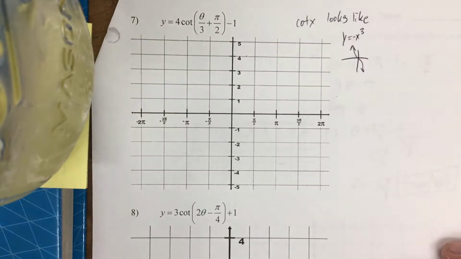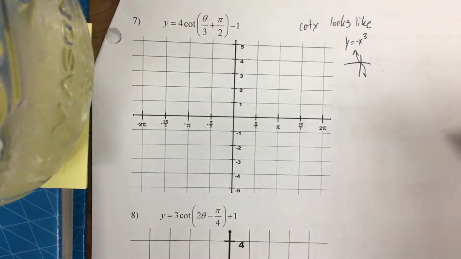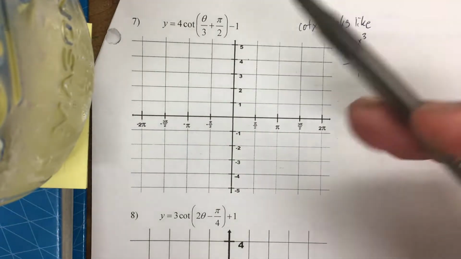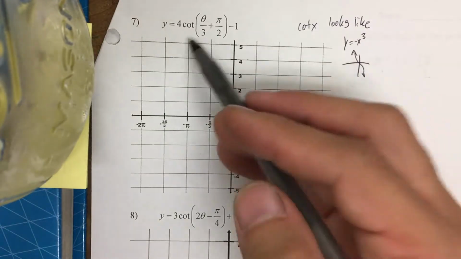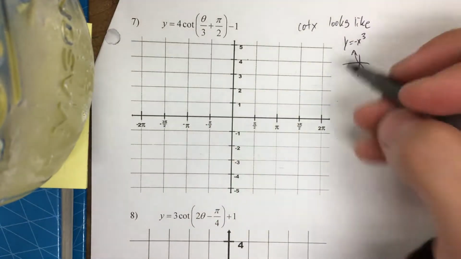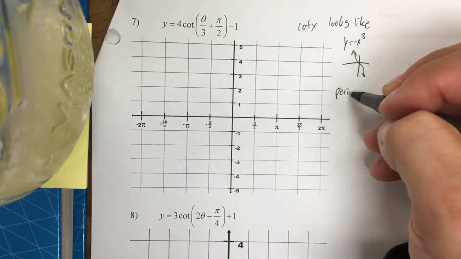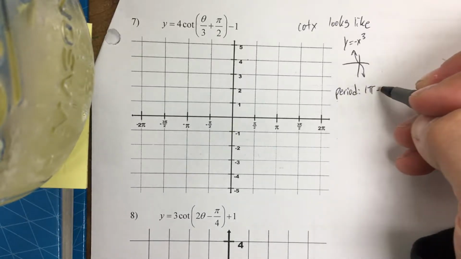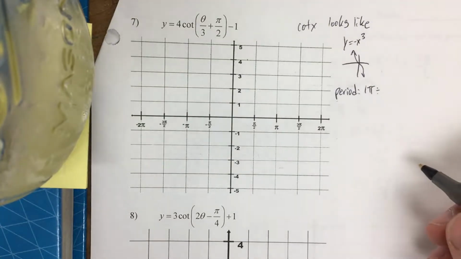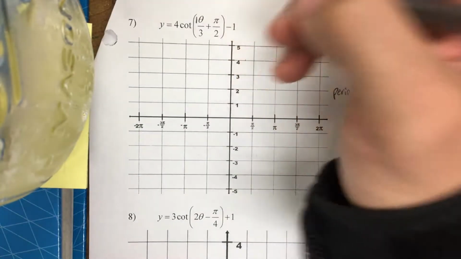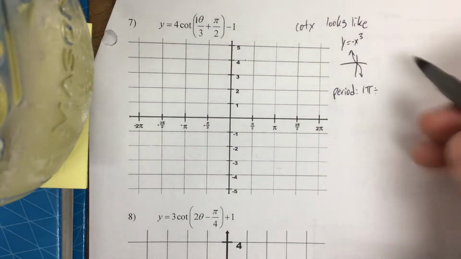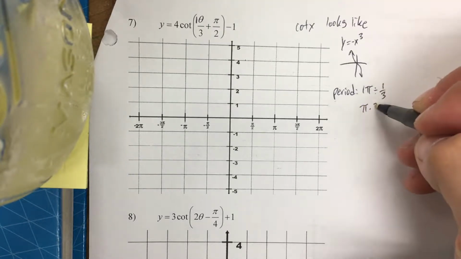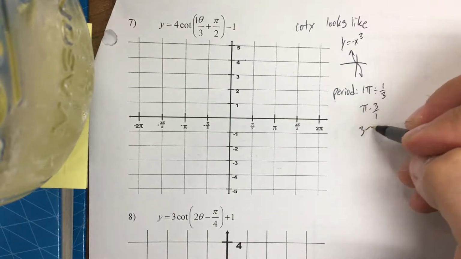Okay. One of the main differences between cotangent and tangent is that cotangent's phase shift, which is its starting point, is the left asymptote. So one of the first things we're going to look for right here is the period. For the period, we're going to take 1 pi and divide it by the number in front of theta. The number in front of theta is 1/3. So we take 1 pi and divide it by 1/3, which is pi times 3/1, which is 3 pi.